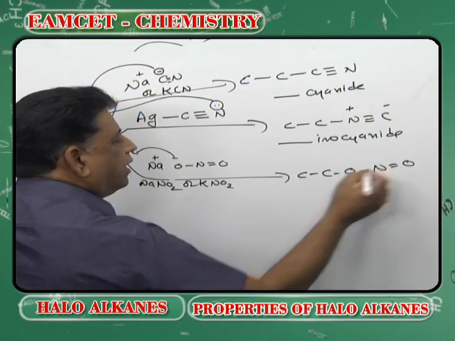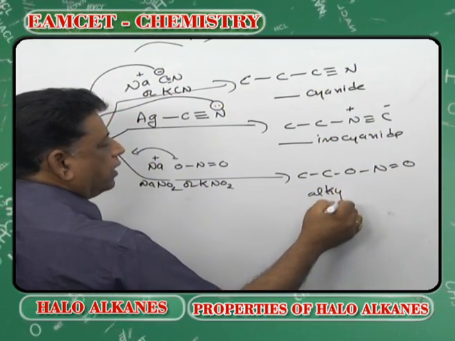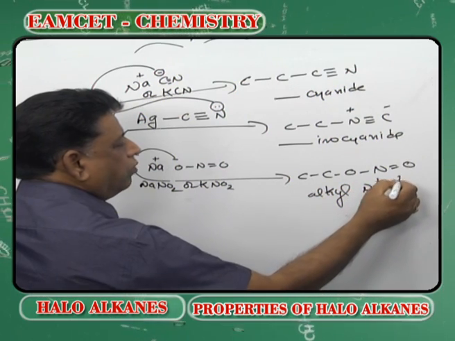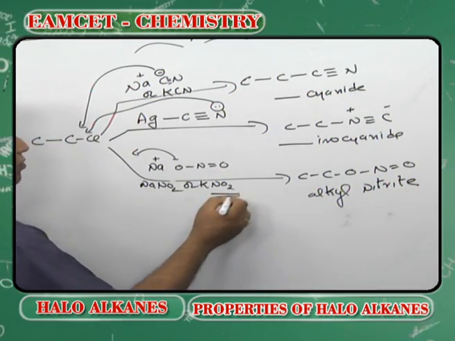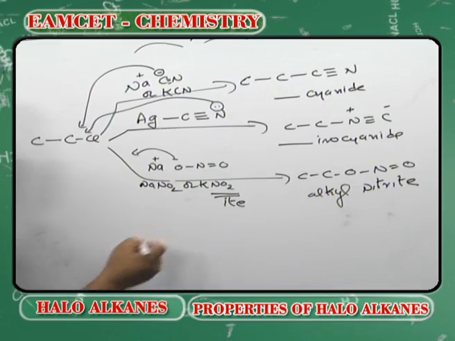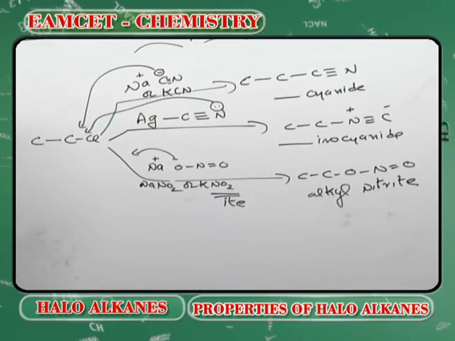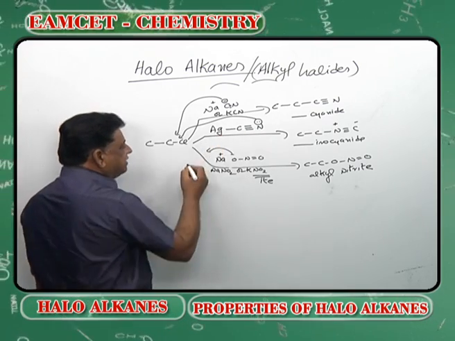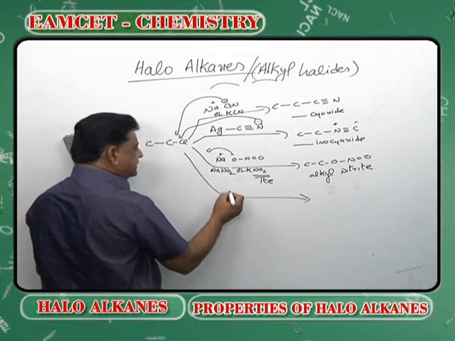R-ONO. These are called alkyl or ethyl nitrite. What is the product you have taken? Nitrite only. Nitrite I have taken, nitrite is the answer. Cyanide I have taken, cyanide is the answer. But silver cyanide reverses this. So similar is the case here also.